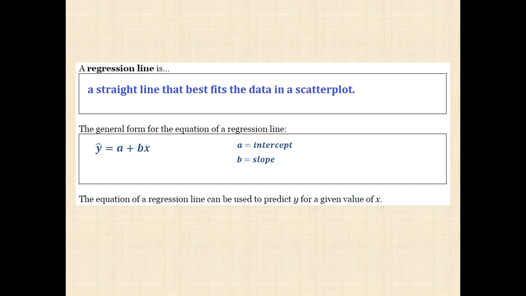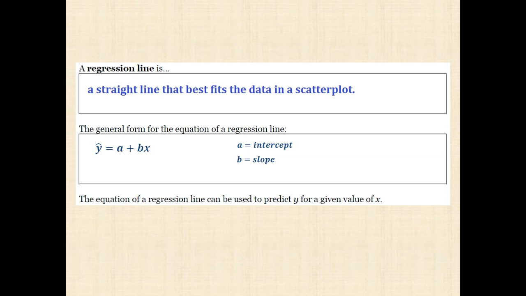The key thing that a lot of people forget is the hat over the y. Notationally, y by itself means observed y value, and y hat, like it is there, means predicted y value. And that's what you get from the equation of a regression line. You get predicted y values, not observed y values.